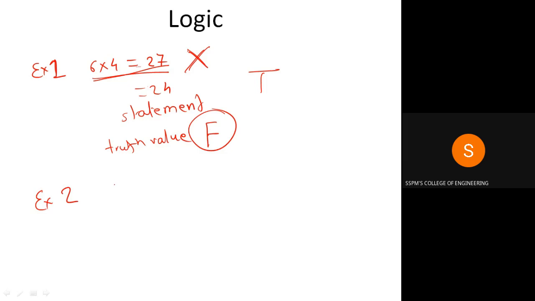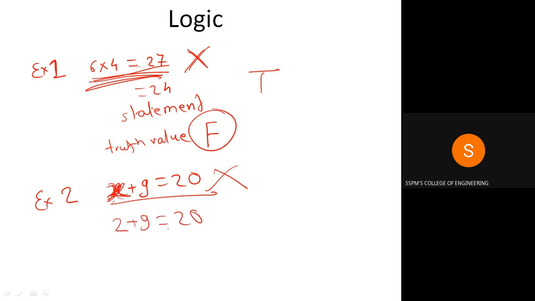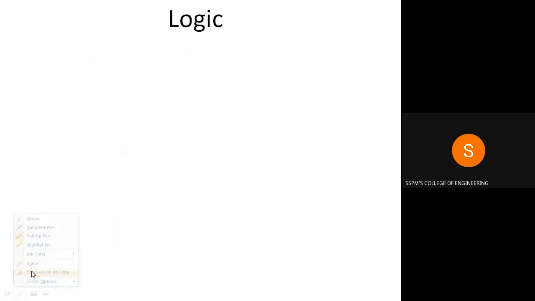Example 2. X plus 9 is equal to 20. This looks like a statement, but it is not a statement. Why? We do not know the value of x. If it is said that 2 plus 9 is equal to 20, then it can become a statement. Even if it is false, it is a statement. But this x, we do not know the value of x. It can be anything. It is not precise. It is arbitrary. So we say that this is not a logical statement.